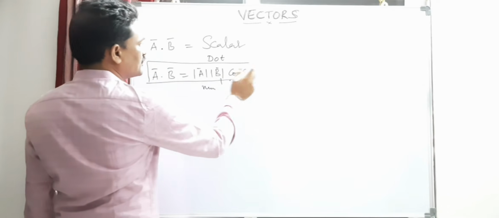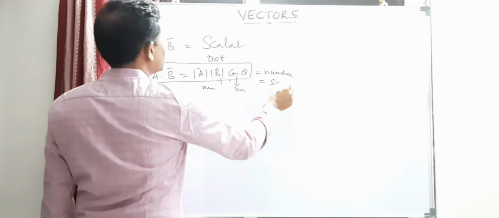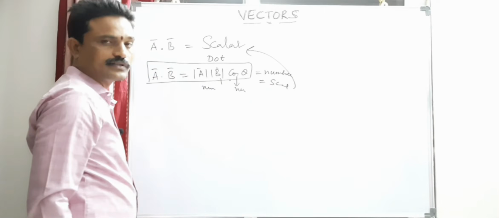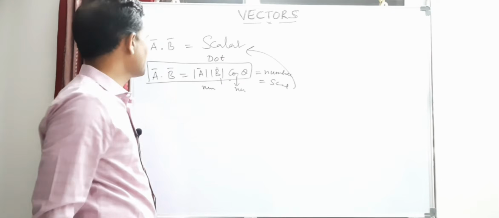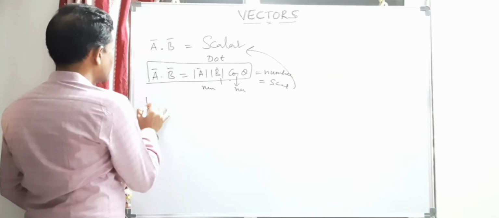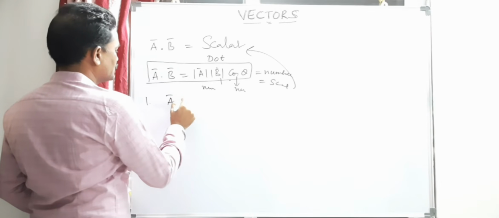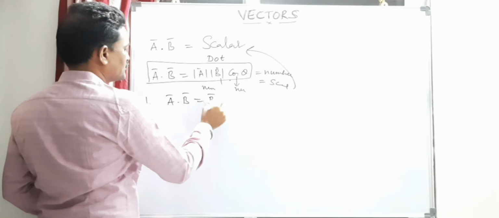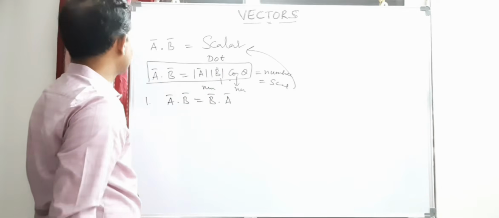Number into number into number, you are getting a number. Number is nothing but scalar, isn't it? So the result of the dot product produces a scalar. Is it clear? Now let us discuss the first one. A dot B is equal to B dot A. The commutative property is followed because 2 into 3 is equal to 3 into 2.